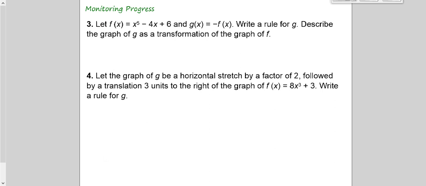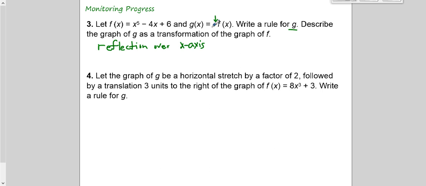Writing rules. Let f of x equal this function, and g of x is the opposite of f of x. Write a rule for g. Describe the graph of g as a transformation. So what kind of transformation is this? That is a reflection over the y-axis. Oh, x-axis. The one that's by the x goes over the y-axis. The one that's out front goes over the x-axis. This is the more common one. We flip things over the x-axis fairly often.